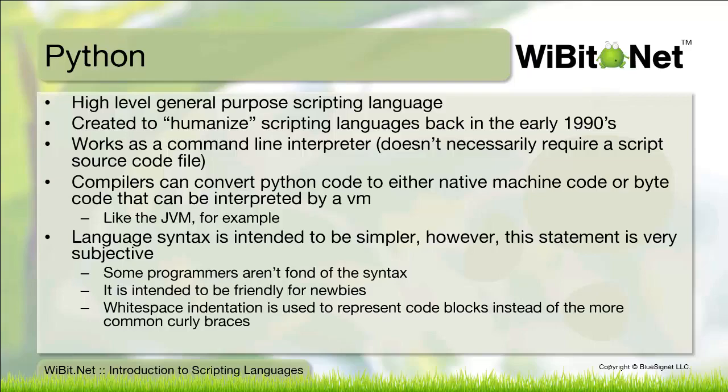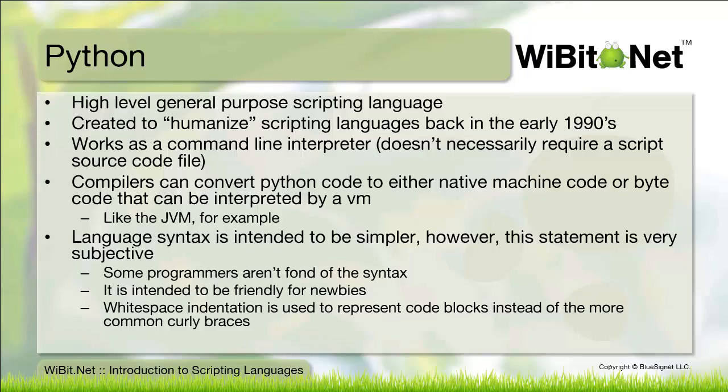Python works as a command line interpreter, but it doesn't necessarily require a script source code file. Compilers can convert Python code to either native machine code or bytecode that can be interpreted by a VM, just like the JVM, for example.